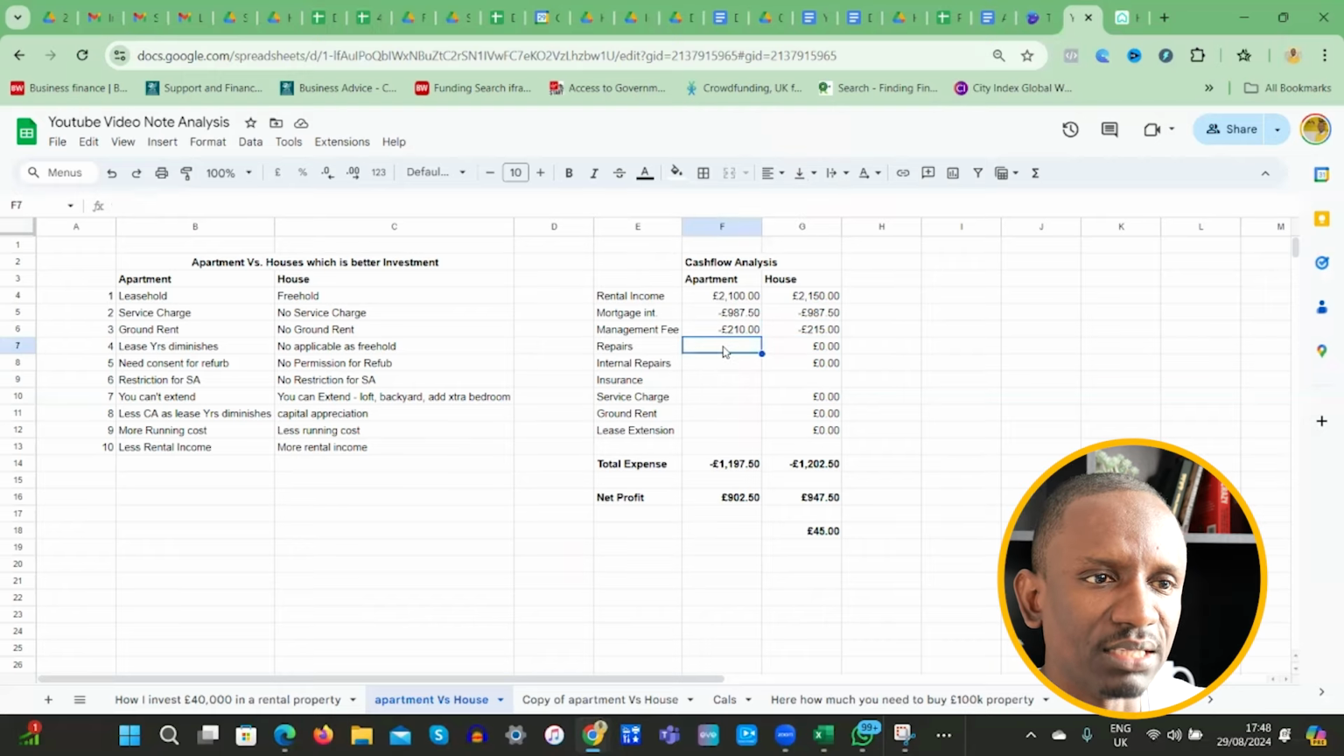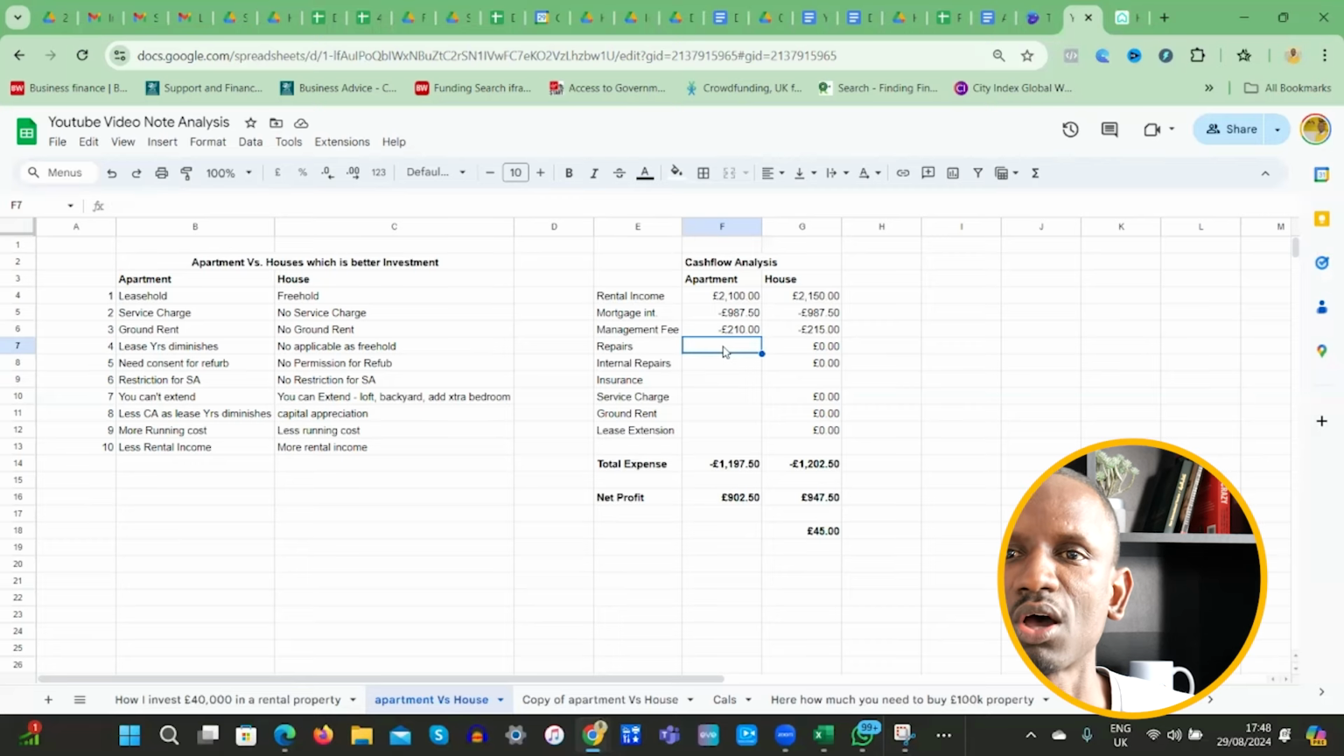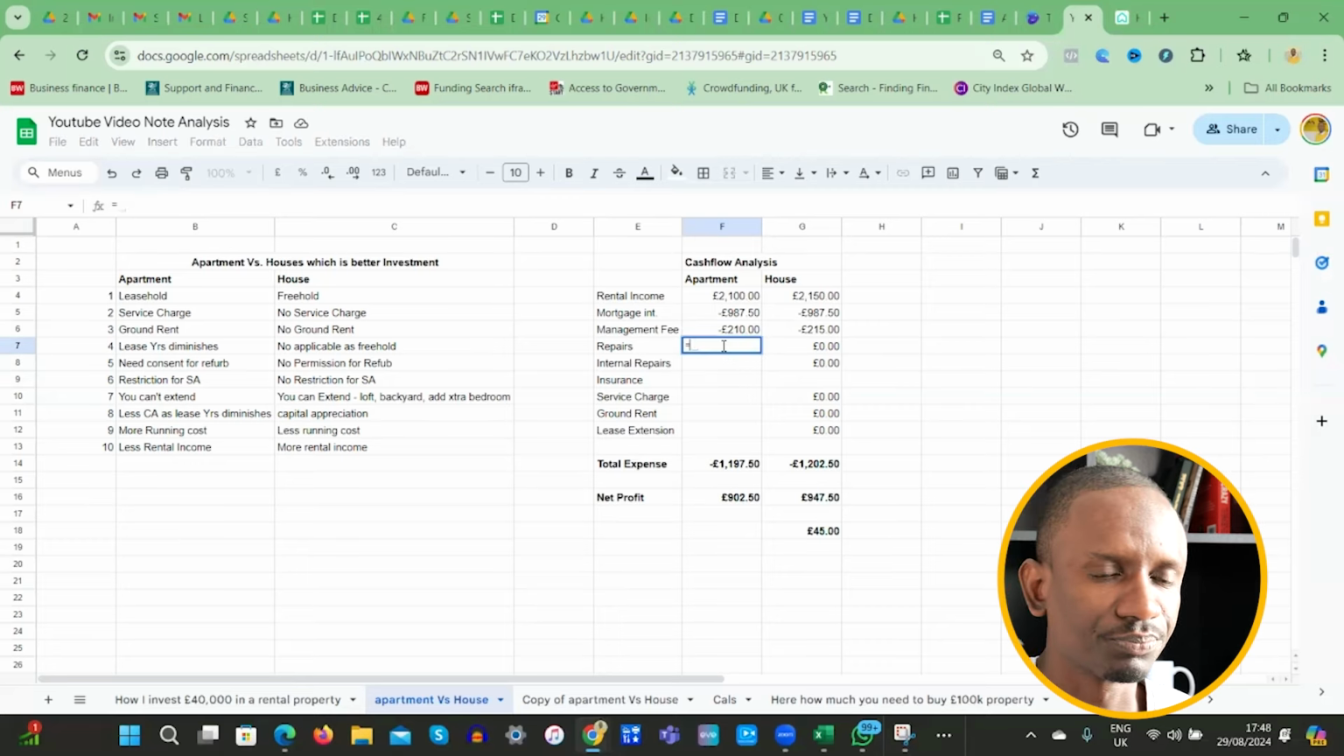Okay, repairs. Obviously, we may need repair and maintenance for both properties. Let's factor in 10% of our gross rental income.